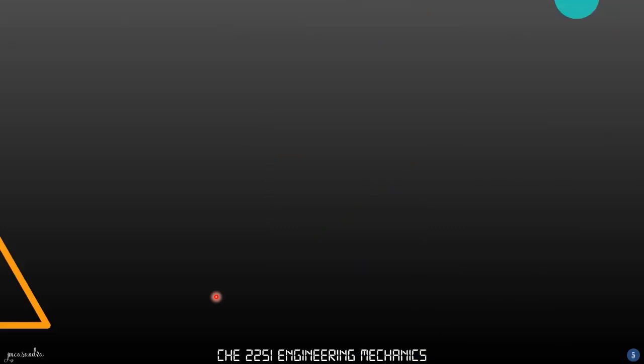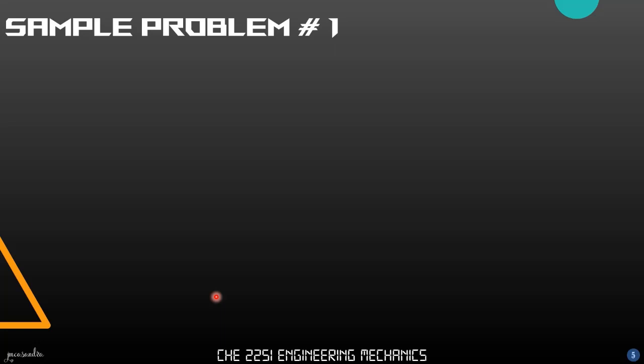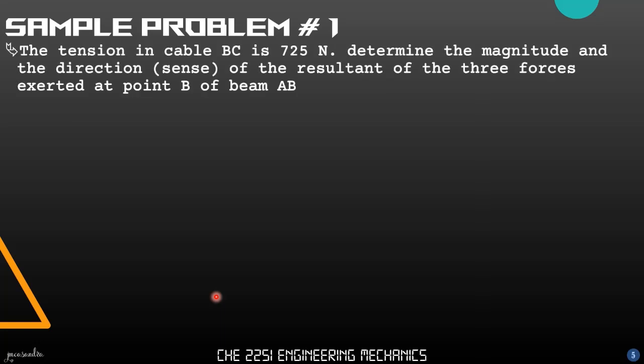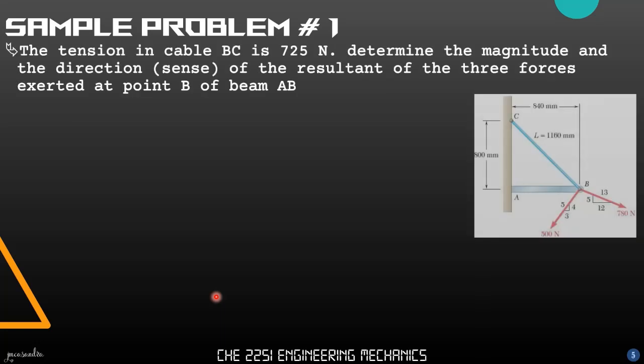To further understand our discussion, let's solve some sample problems. So we have problem number 1: the tension in cable BC is 725 newtons. Determine the magnitude and the direction or the sense of the resultant of the three forces exerted at point B of beam AB.